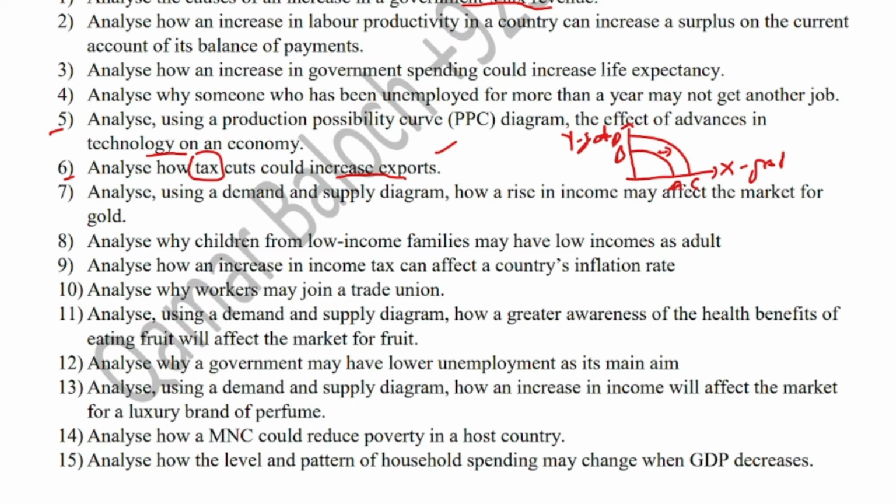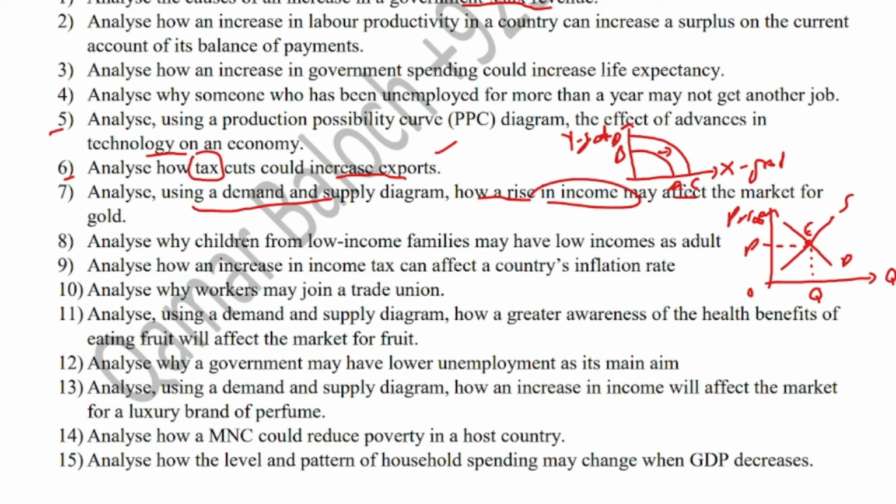Question number 7 says, analyze using a demand and supply diagram how a rise in income may affect the market for gold. A rise in income is a demand factor. When people's income increases, they will be able to purchase more gold. So we will draw this graph. We have price on Y, quantity on X, and this is the demand curve, and this is the supply curve. Equilibrium takes place at E, where quantity is Q and the price of gold is P.